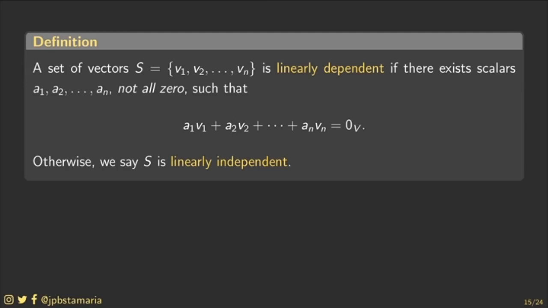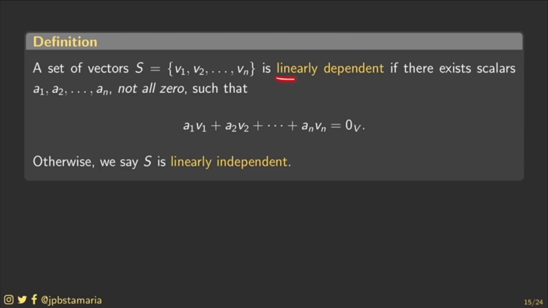A set of vectors S containing v1 up to vn is said to be linearly dependent. So I am defining dependent here, or sometimes I abbreviate it by LD, if you can find scalars a1, a2 up to an, not all of which are 0. In other words, not all of these are 0. But even though these are not all 0, the linear combination on the left-hand side of the equation is 0.